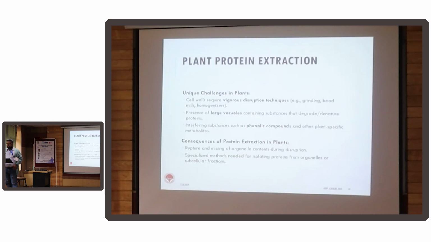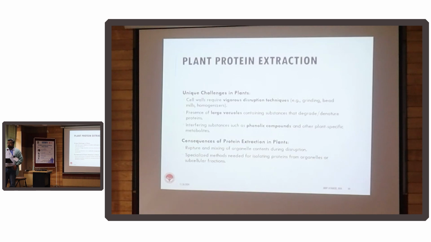It does not have a cell membrane. So the first thing is, if you are trying to extract proteins from plants, you need a very strong homogenizer. Vigorous homogenization, especially grinding, bead beating mills, and rotor-stator homogenizers, you need that part. Second, the presence of large vacuoles. Vacuoles can contain substances that can degrade or denature the protein. When you lyse your cells, you have a problem, because now you're also lysing the vacuoles.